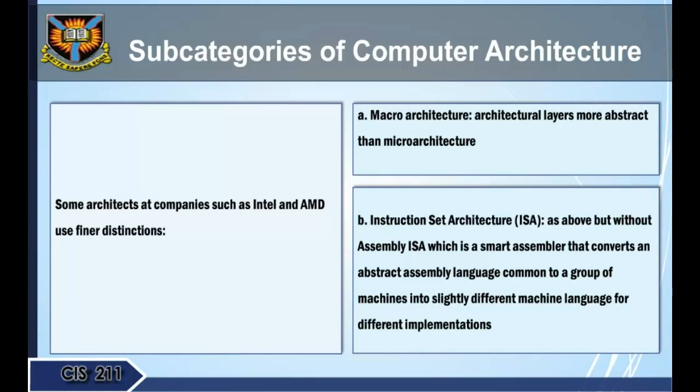Some architects at companies such as Intel and AMD use finer distinctions. 1. Macroarchitecture: architectural layers more abstract than microarchitecture. 2. Instruction set architecture, ISA, as above, but without the assembly ISA, which is a smart assembler that converts an abstract assembly language common to a group of machines into slightly different machine language for different implementations.